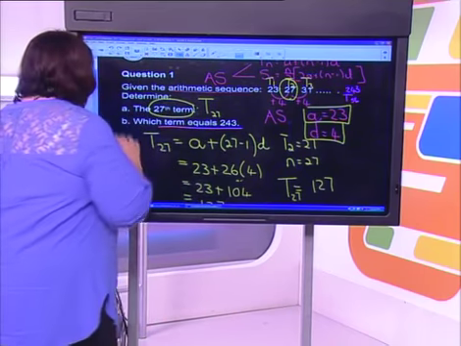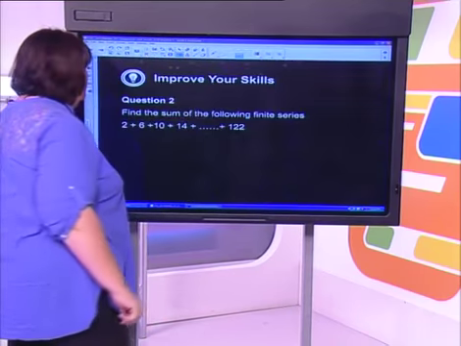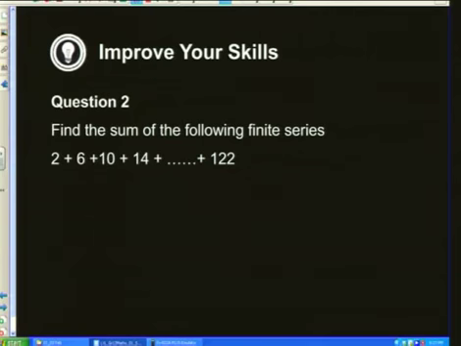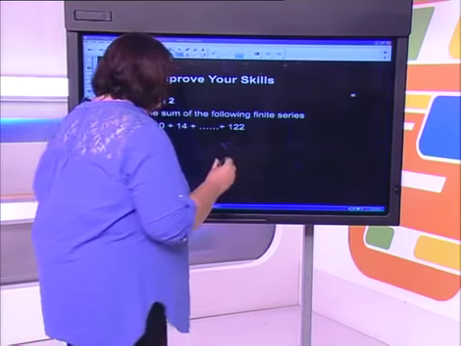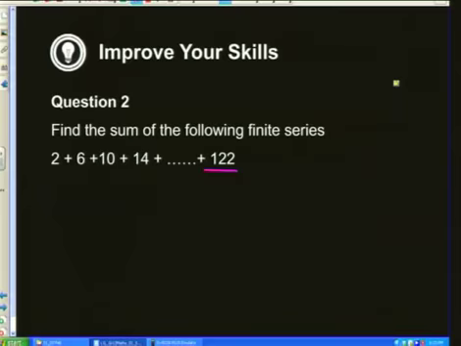Right, let's look at another question and see what this one has for us. Now this one says, find the sum of the following finite series. Before we even start, what does finite mean? Hopefully you're all screaming at the TV. Finite means ending. Infinite would mean non-ending. If I talk about an infinite series, I'd be saying that this thing carries on forever. But this one doesn't. It stops at 122. So that's why they say it's a finite series.